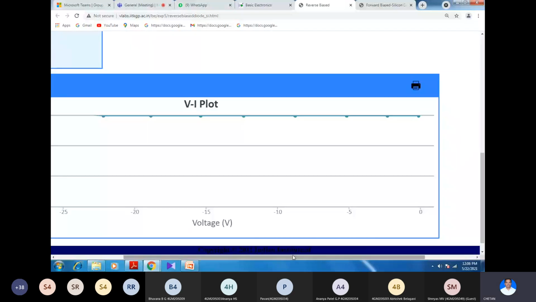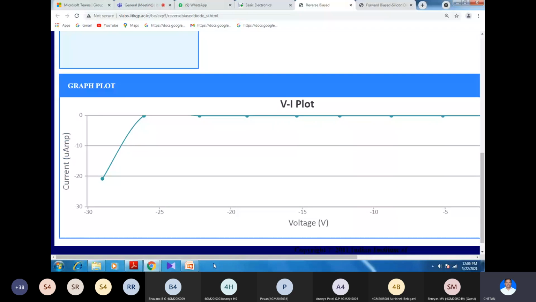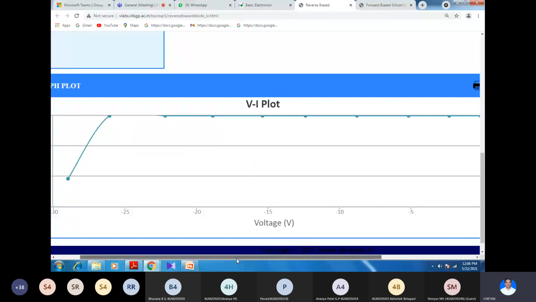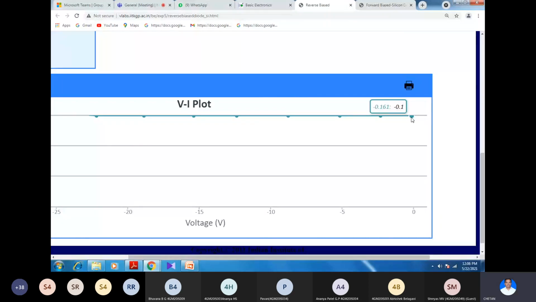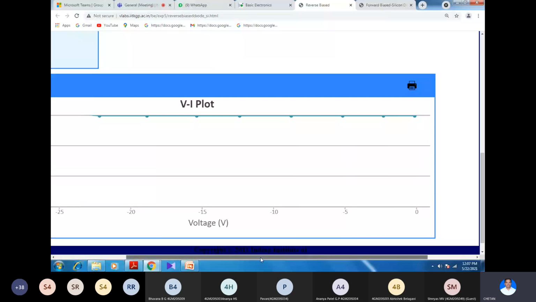So here you can see the response, right? So this is 0. If you consider this as y-axis, the y-axis is not visible. This is the negative x-axis. So you are increasing the voltage 0, minus 5 volt, minus 10 volt. As this is reverse voltage, it is in negative, right? So till here, you can see the current is very small, right? Till here, the current is very small.